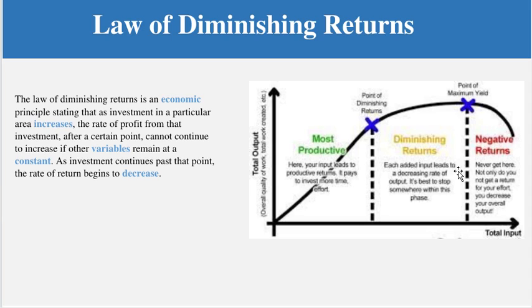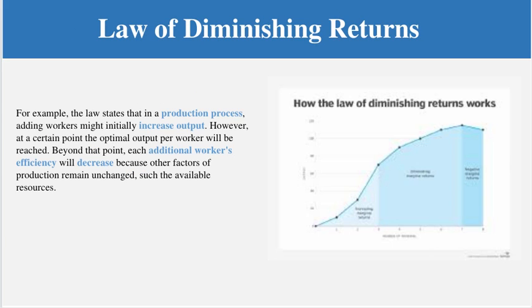So that means in the initial stages, the rate of profit will increase with the investment. After some time it will become stable, and reach a maximum point. After that maximum point it will start decreasing. Then let me give you an example here. Take an example of a production process.